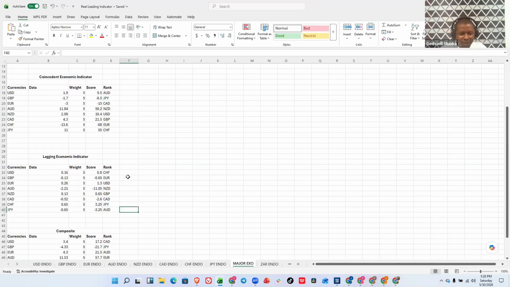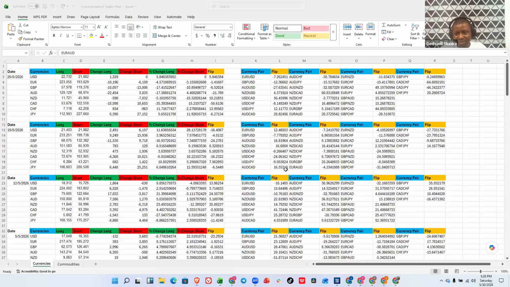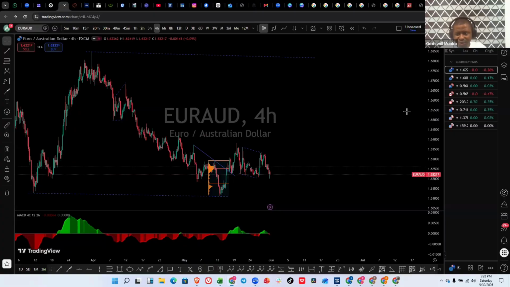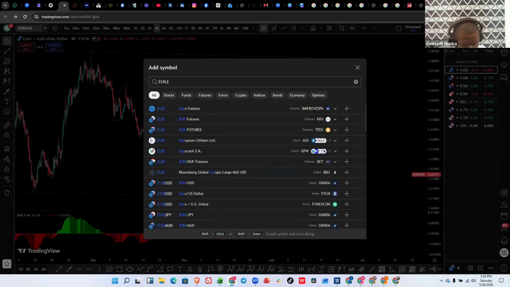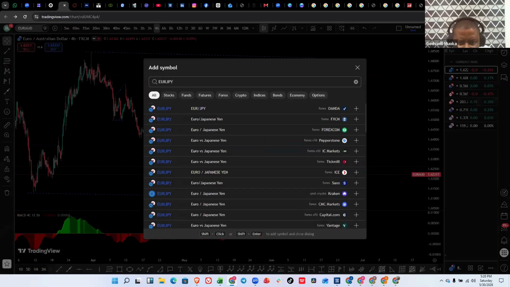So moving on to the next one, Euro JPY. So I'm not paying much attention to Euro JPY because of its structure. So for Euro JPY, you can see we are also pushing to the positive territory, but I'm not paying attention to Euro JPY simply because of its structure. So I have many pairs to keep an eye on. Let me go to Euro JPY.